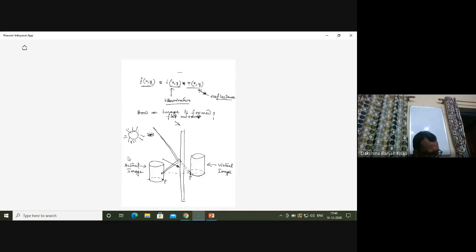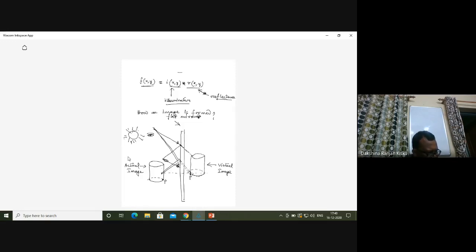Or we could say that from this point, another ray is emitted and strikes the flat mirror at this position. This is called B and this is called A, and it is reflected into our eye. So what we will see, we will think that the light source is coming from the back of the image.